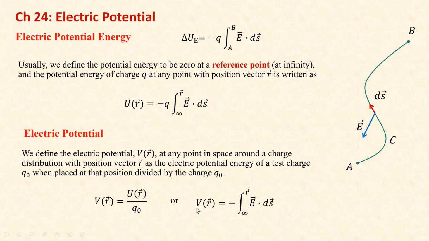Or V, if you divide this by Q, you see that V at any point is equal to negative integral from the reference point, which is usually infinity if you have a finite charge distribution, to a position vector R of E dot ds. And it doesn't matter which way you go from infinity or from the reference point to R. Okay. So this is the definition of electric potential.